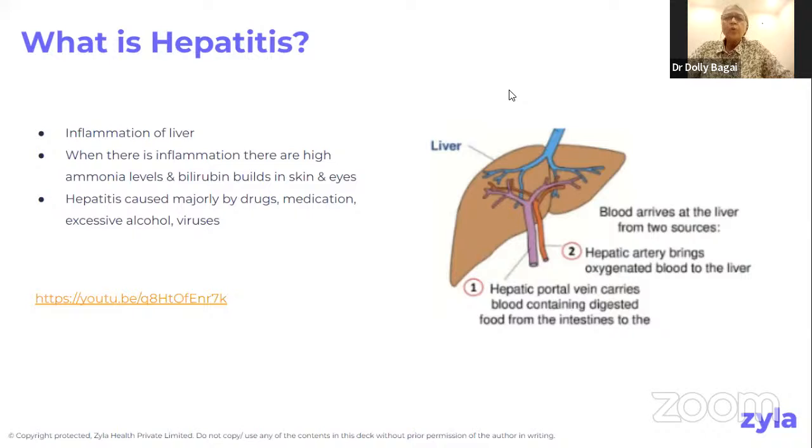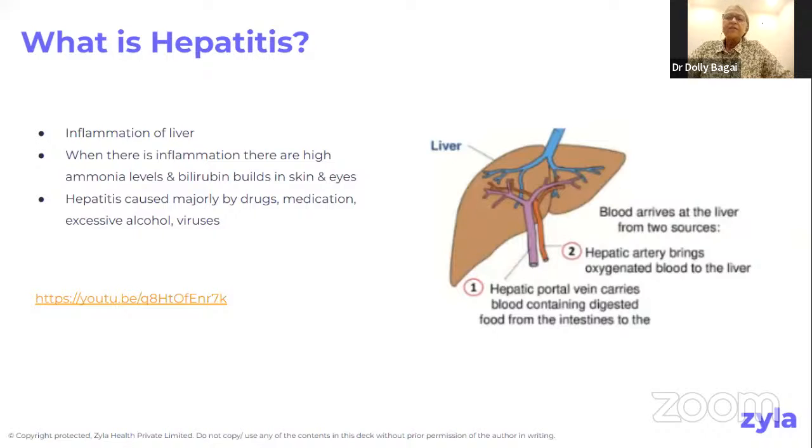But today we are going to be talking about the various forms of hepatitis which are viral in origin, as they are named, viral hepatitis. So today we will be talking about the various forms of viral hepatitis caused by the various viruses which I will be speaking about in the next slides.